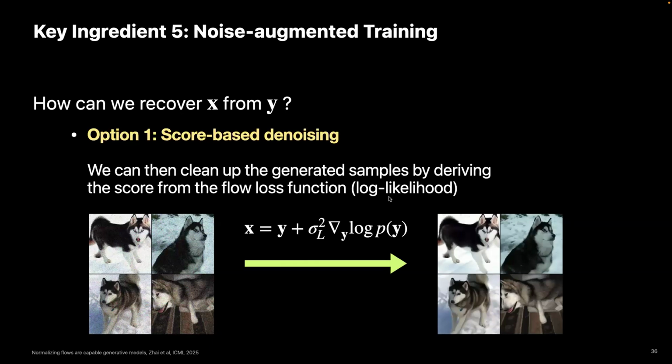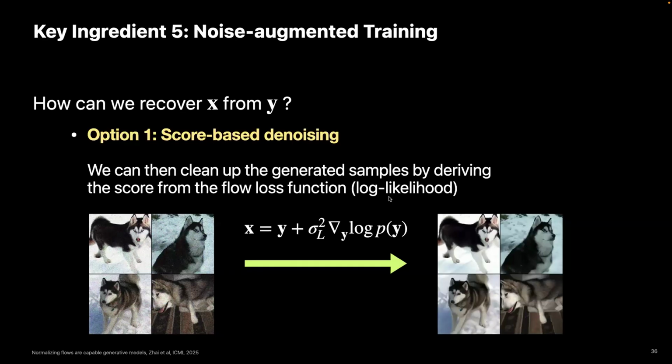In the first paper we showed that we can do something called score-based denoising, because in the previous paper we can already write down the log likelihood. So we can follow the gradient of the log likelihood to do one-step denoising: first you sample the noisy images, and then you follow the score direction, and you can get a clean image directly from that.